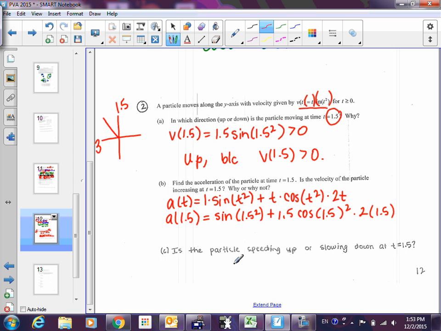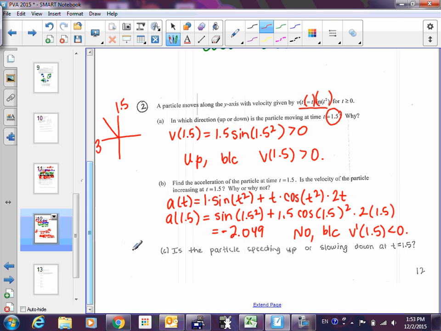Okay, so you type that in. And I'm not going to model that for you, but you get negative 2.049. And because acceleration is negative, what does that tell us about velocity? Is velocity increasing? Velocity is decreasing because, and you can say V prime of 1.5 is less than 0. You could have said A of 1.5 is less than 0.